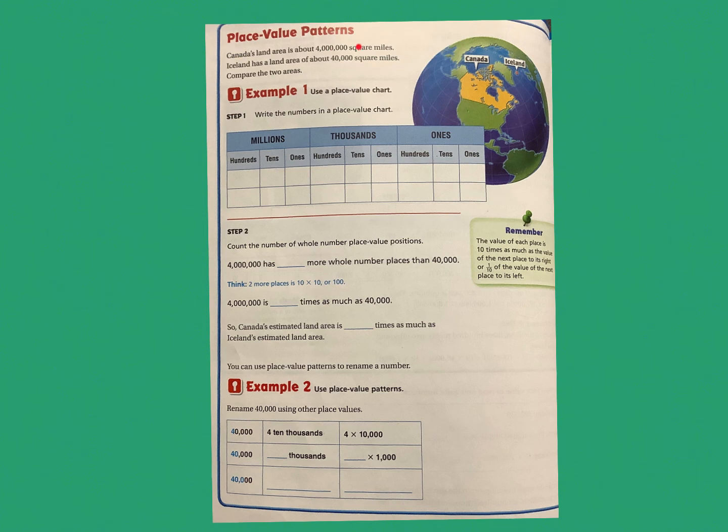So let's look at these place value patterns. Canada's land area is about 4 million square miles. Iceland has a land area of about 40,000 square miles, so it's smaller. Compare the two areas, and we'll use the place value chart to help us.